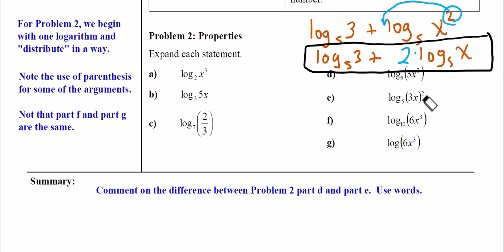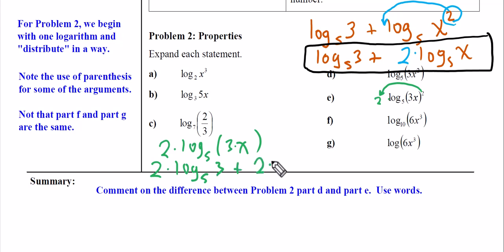Now for part E, this 2 belongs to everybody. You can do this a couple of ways, but I'm going to suggest we put the 2 in front first. So we get 2 log 5 3x. And then there's the multiplication in here, so I have 2 terms, so I'm going to create 2 logarithms now: 2 log 5 3 plus 2 log 5 x. I need you to note that with part D, only this second logarithm had the 2 in front. In part E, both of them have that.